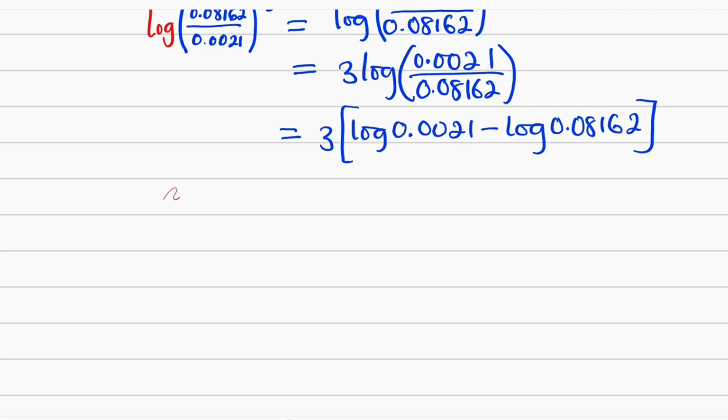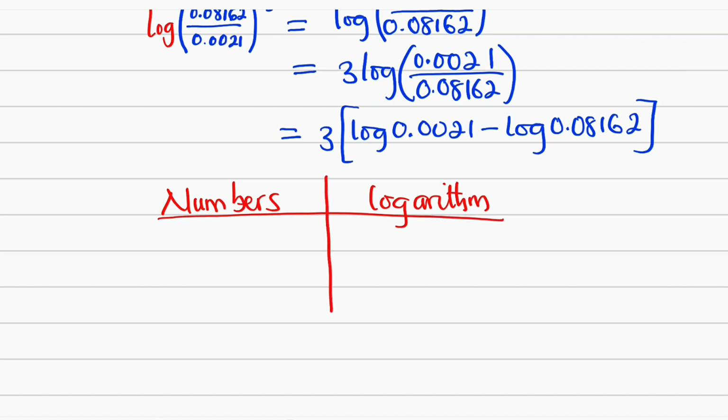So the table will be of the form numbers, then logarithm. We just have two numbers. The first one is 0.0021 and the second one is 0.08162.